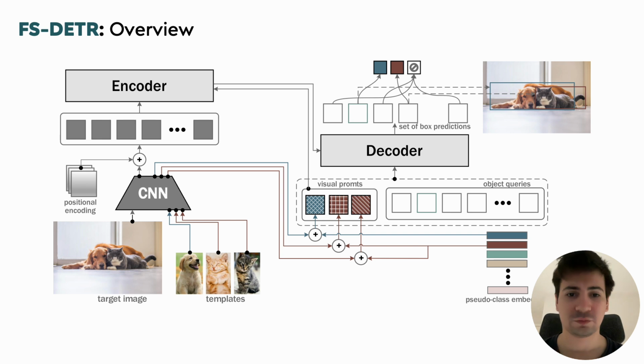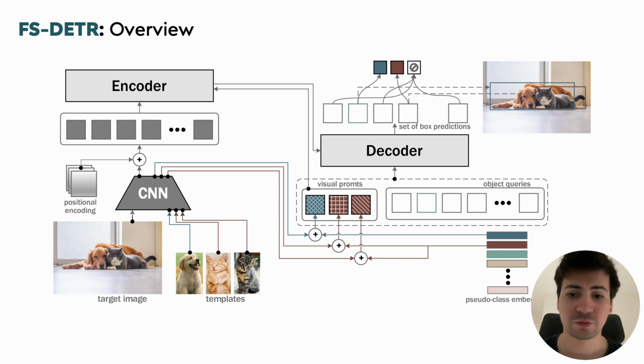We note that these pseudo-class embeddings are class-agnostic and are associated randomly to a given template at every training step. This can be viewed as an analogous component to the traditional positional embeddings. Prior to this, the visual prompts themselves are obtained by passing the template through the same CNN encoder used by DETR, with the resulting features being aggregated via global average pooling.